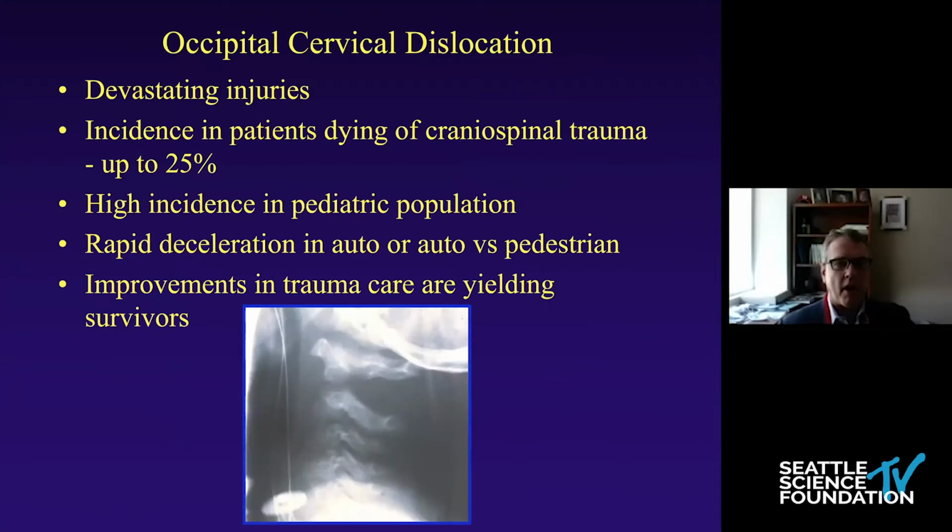Now, again, these are often thought of as devastating injuries, but remember, you can have fairly innocuous injuries, and these can result in great consequences if missed. The incidence in patients dying of craniospinal trauma has been estimated at up to 25%. There's a high incidence in the pediatric population, probably because of bigger head size relative to the spine. It's thought to be involved in high-speed motor vehicle accidents or auto versus pedestrian accidents. And the improvements in trauma care, again, are yielding a number of survivors, something that we saw a number of times over the years and Jens has published on from Harborview.